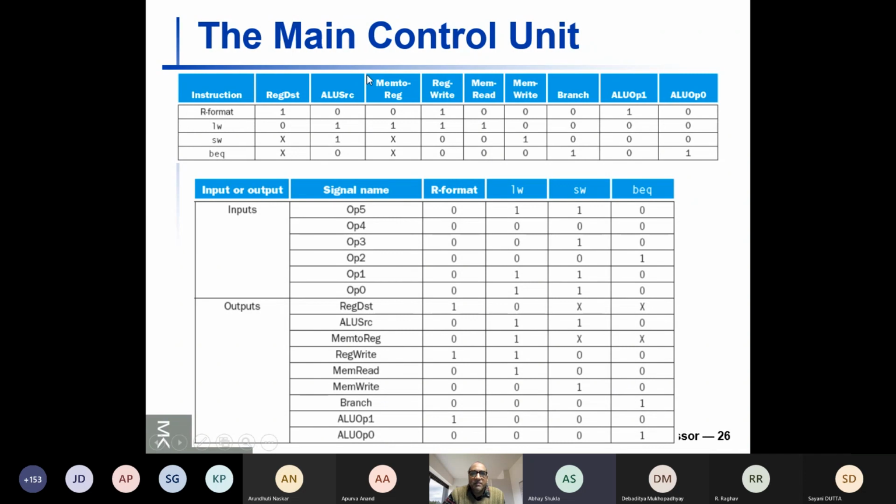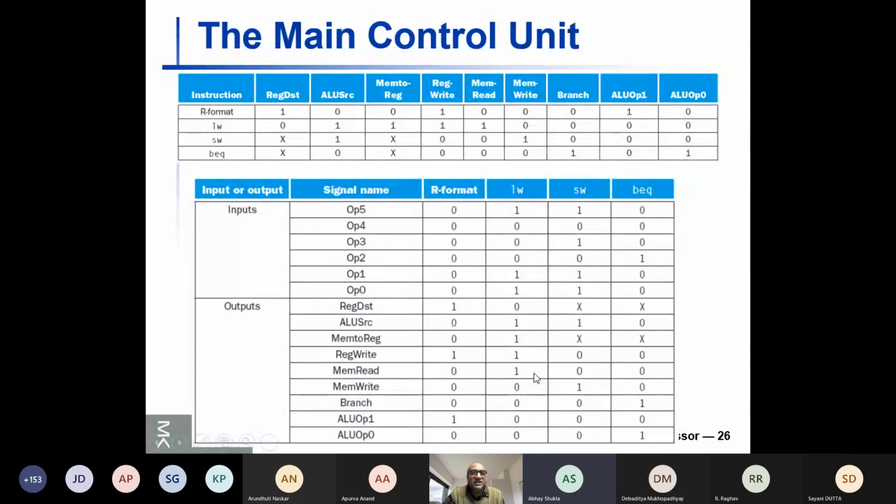The same table is represented in another way. If you look here, these are the 9 outputs mentioned in the table below: register destination, ALU source, and so on. And these are the inputs, which are nothing but the opcode bits 0 to 5, that is 6 bits of opcode. You have to treat this truth table vertically, not horizontally. The first 6 rows are the inputs, and the bottom 9 rows are the corresponding outputs.